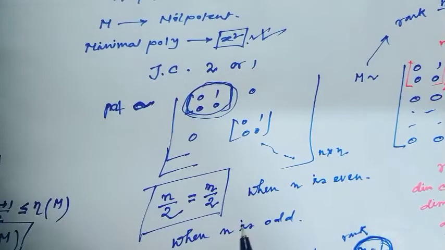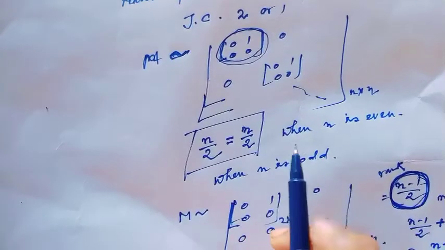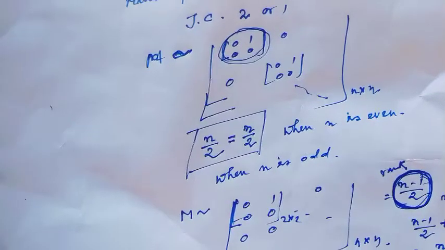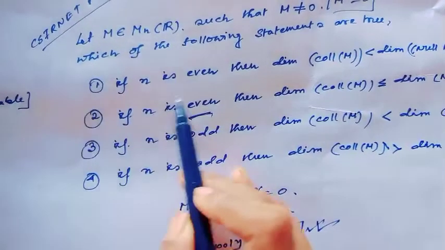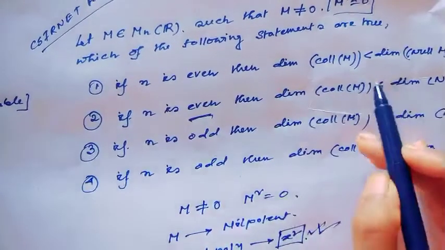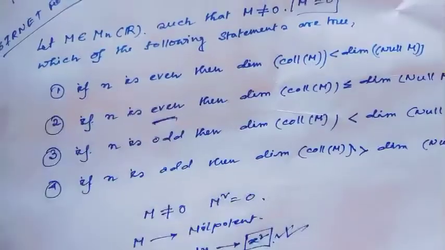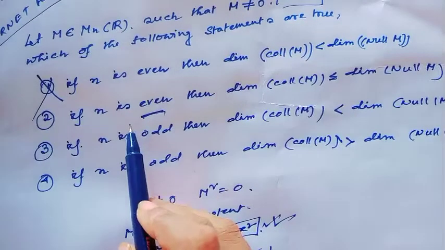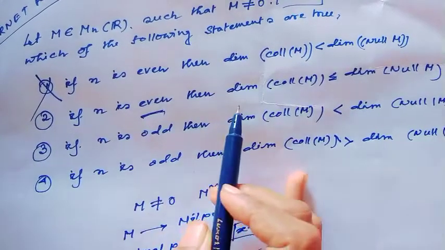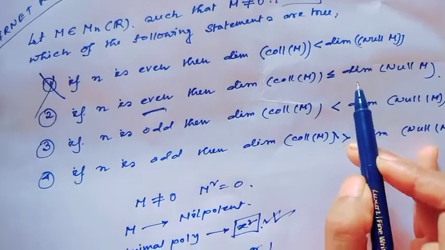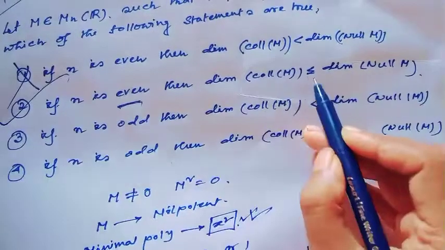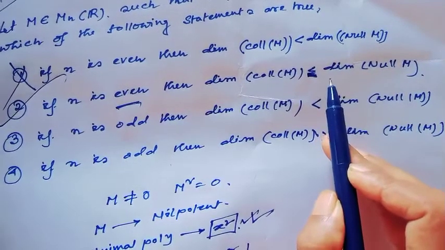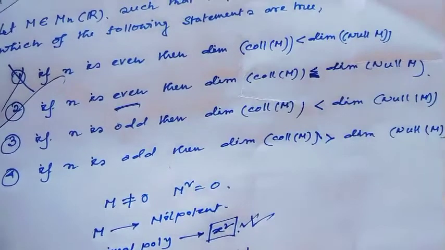When n is an even number, then the dimension of the column space is always similar to the dimension of the null space. Coming back to option 1: if n is even, then the dimension of the column space is less than the dimension of the null space. This is the wrong option. And notice option 2: if n is even, then the dimension of the column space is less than or equal to the dimension of the null space. This is the true option, because the equal to notation has been used here.